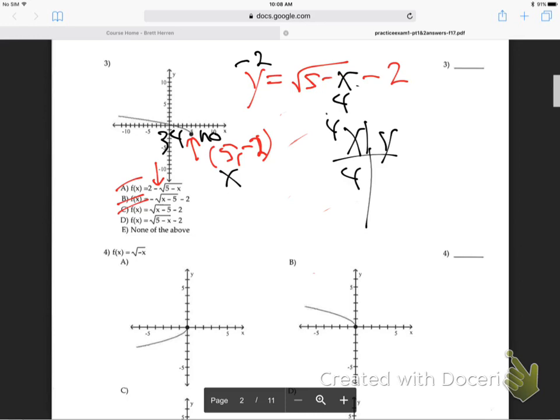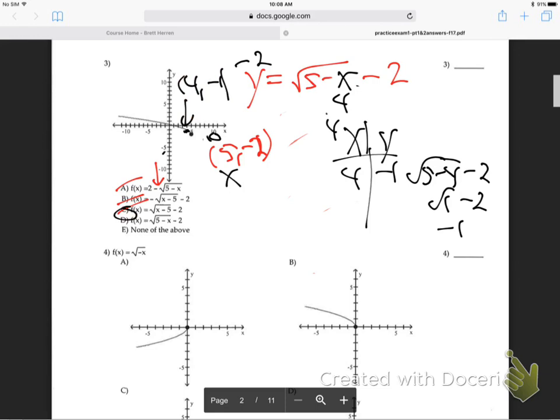If you put in 4 for x, you're going to get root of 5 minus 4 minus 2, which is root of 1 minus 2, which is negative 1. So does that look about right on the graph? Over 4 down 1. Yeah, it looks like it's right about there, doesn't it? See, right there, over 4 down 1. See, it is D. It is D. Is that okay? I know that's pretty confusing.